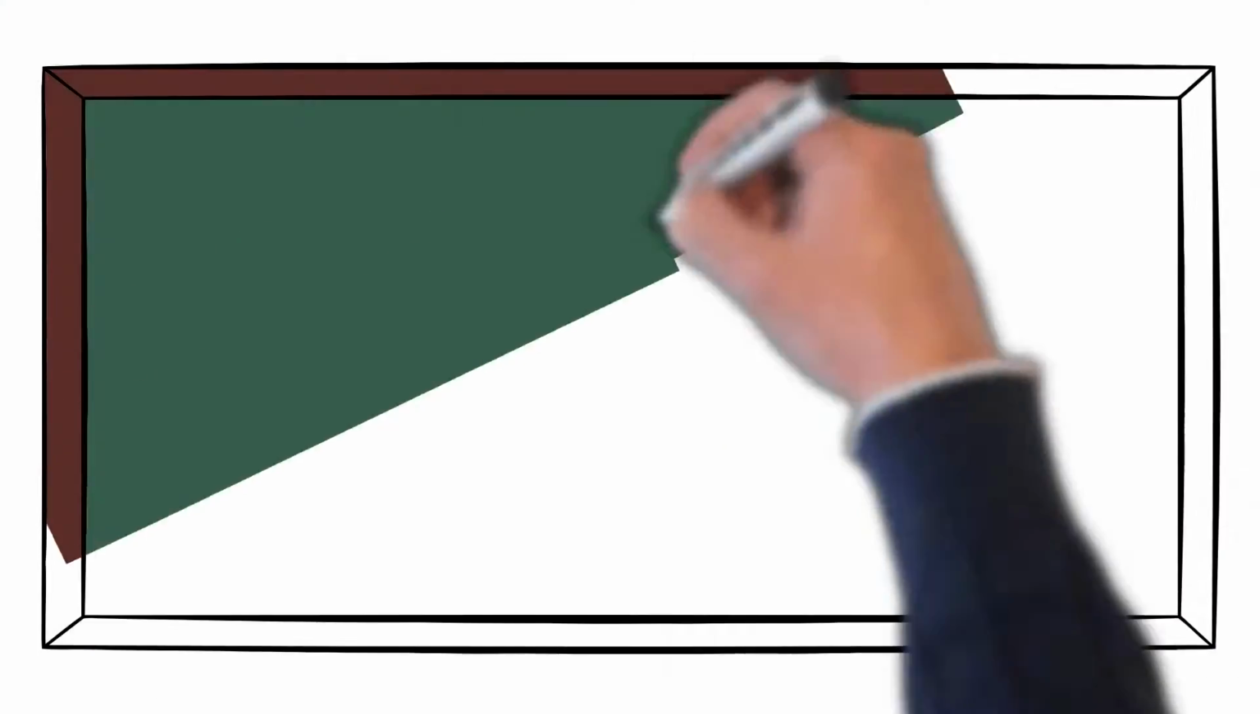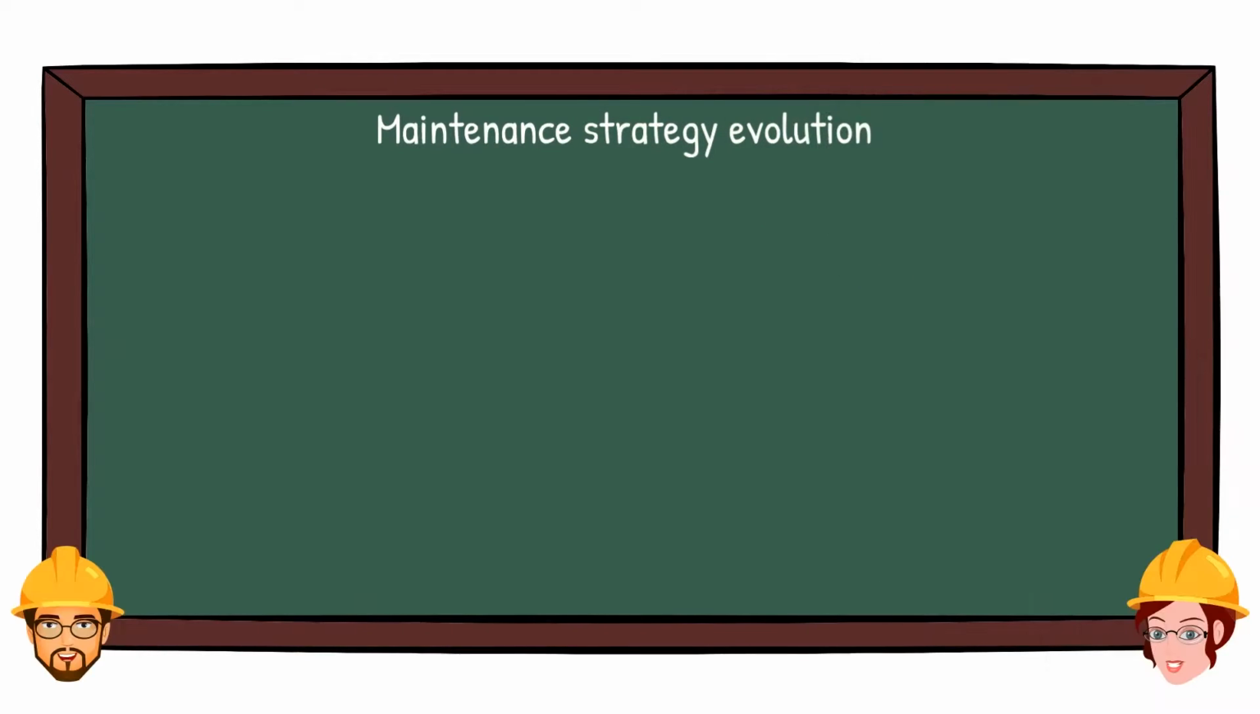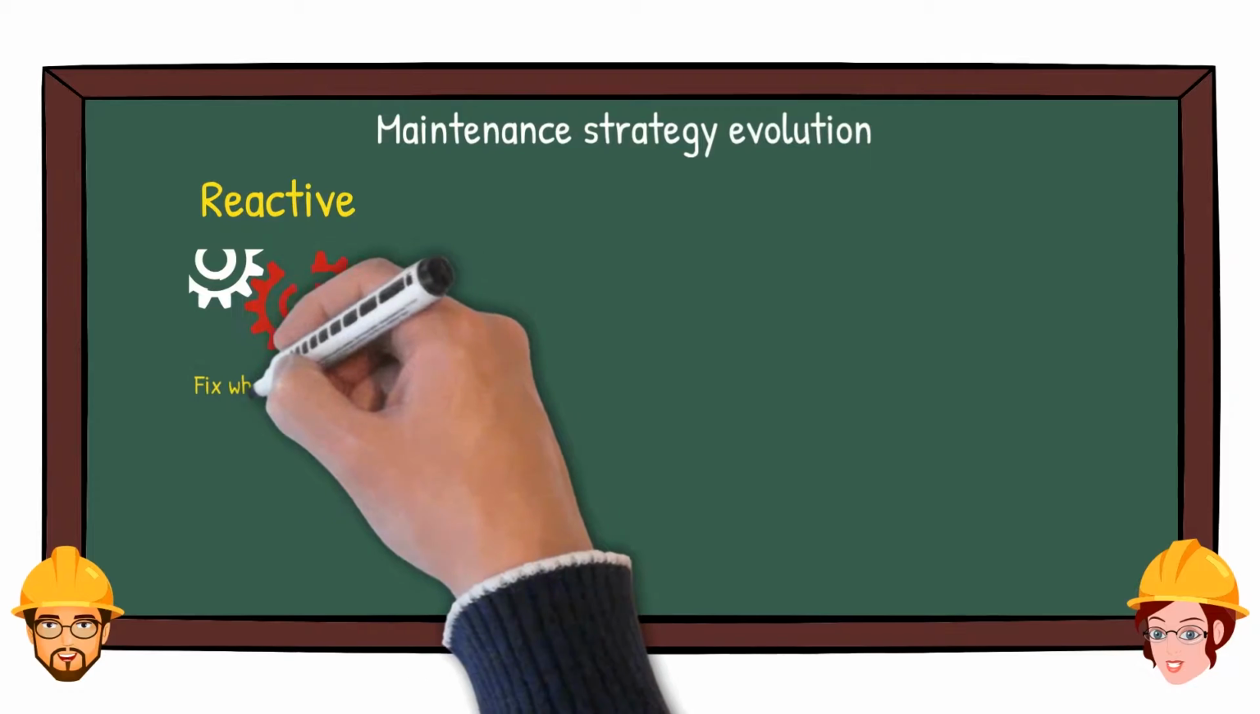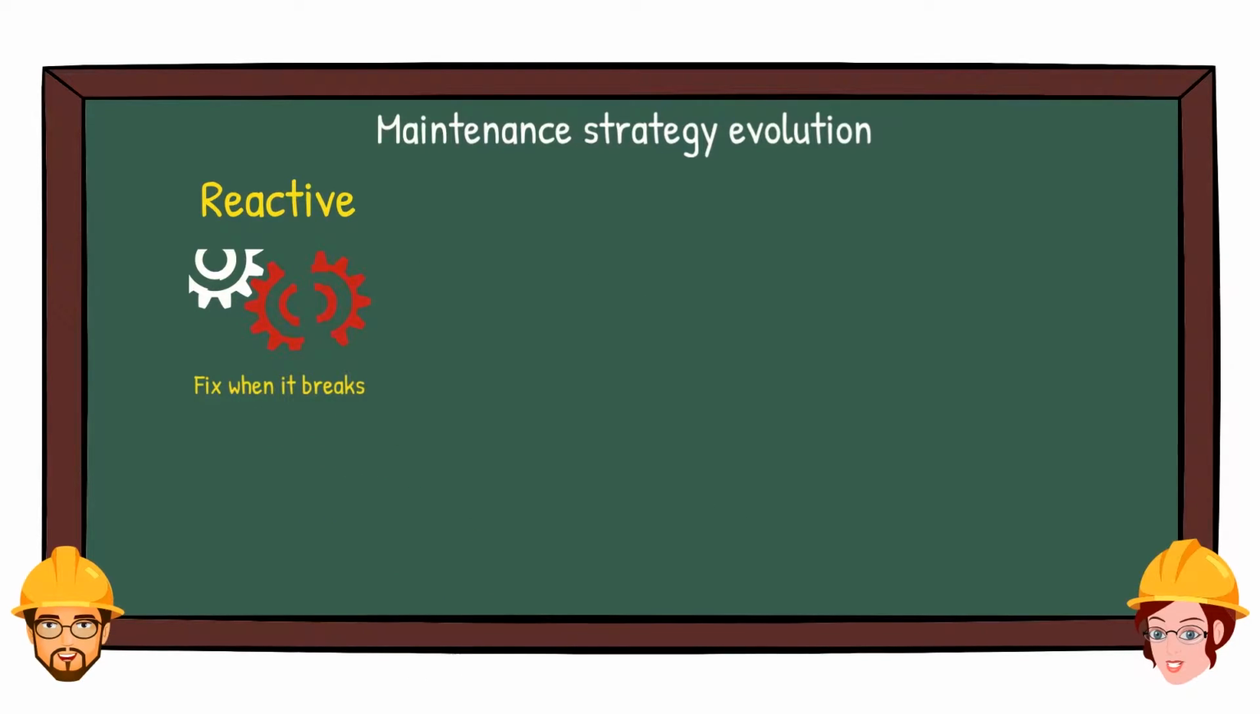As everything else, maintenance is evolving. The oldest way is reactive maintenance. This maintenance strategy is about fixing things just when they break. Reactive maintenance does not prevent quality issues, sudden production stops, or collateral damage.